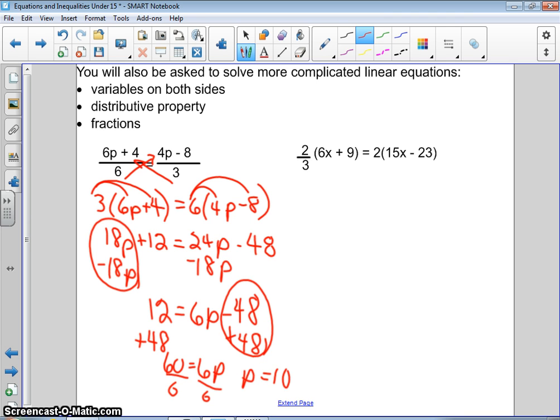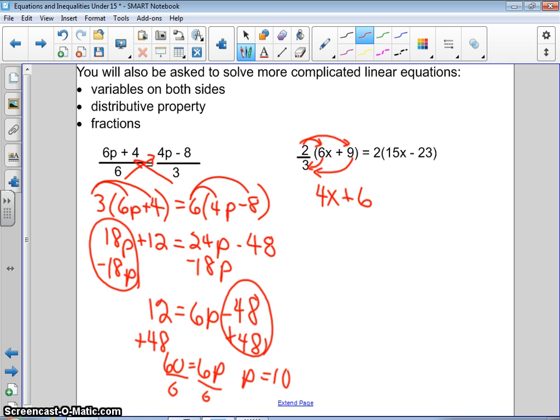This second one is really harder than anything I've seen on an SOL test. I kind of put two SOL questions together on this. I did want to show you what it's like to distribute a fraction. And remember, the easy way to do it is that you're going to multiply the top times that number, and then you're going to divide by the number on the bottom. That's the easiest way to distribute a fraction. So 2 times 6 is 12, and 12 divided by 3 is 4. So that makes 4x. 2 times 9 is 18, and 18 divided by 3 is 6.